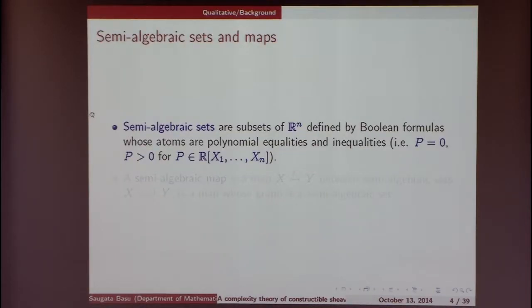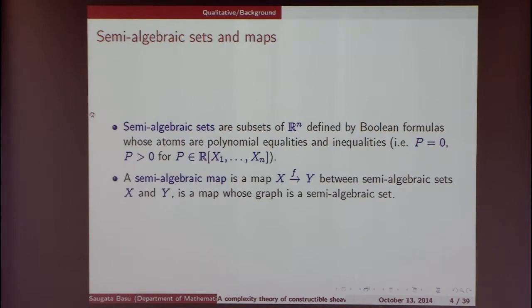So now let's start the background. Semi-algebraic sets, I probably don't need to recall the definitions, but here they are. Semi-algebraic sets over the real numbers are subsets of R^n which you can define by Boolean formulas whose atoms are some finite number of polynomial equalities and inequalities of the form p equals 0 or p positive. Those are the semi-algebraic sets. And a semi-algebraic map is a map between semi-algebraic sets whose graph is a semi-algebraic set.